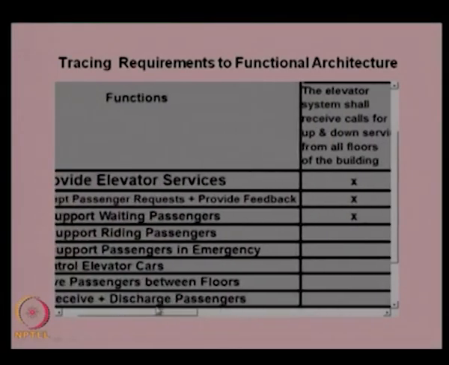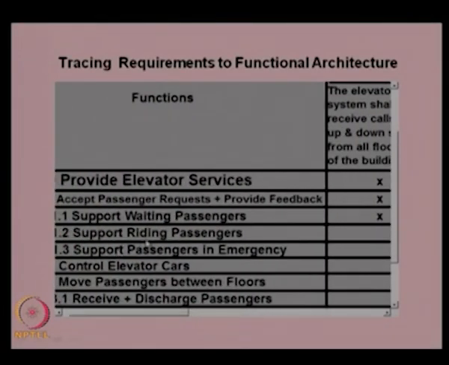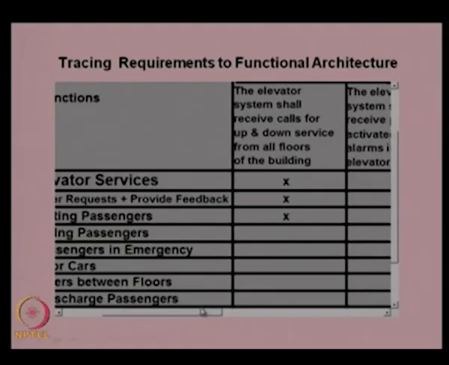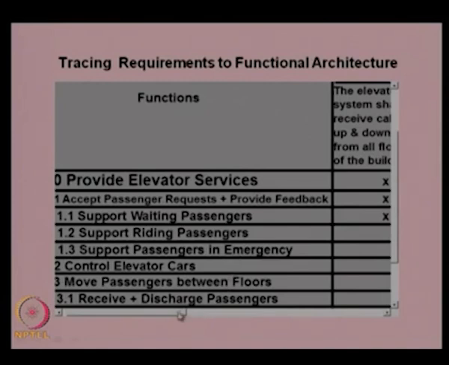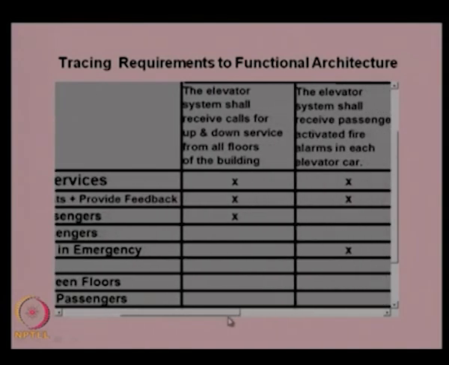So, this actually supports waiting passengers, supports riding passengers, and supports passengers in emergency. These are the 3 sub functions we provided, and we can see that the requirement that the elevator system shall receive calls for up and down service from all floors is satisfied using these 3 functions. So, these 2 functions, provide elevator services function, satisfy the requirement of elevator system shall receive calls. This again satisfies this requirement also.